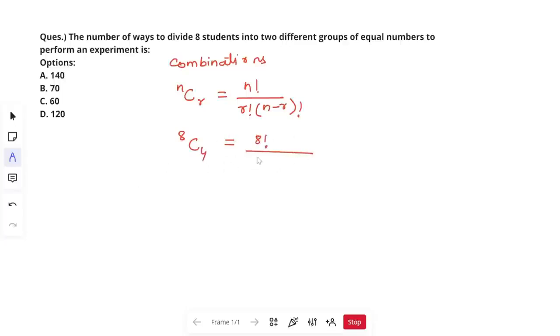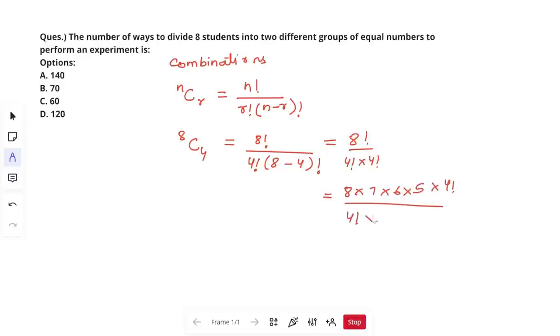So 8 factorial divided by 4 factorial into 8 minus 4 factorial, which is going to be 8 factorial divided by 4 factorial into 4 factorial. This can be written as 8 into 7 into 6 into 5 into 4 factorial, and this will be 4 factorial into 4 into 3 into 2 into 1. This will get cancelled out, and then further cancelling we can do.